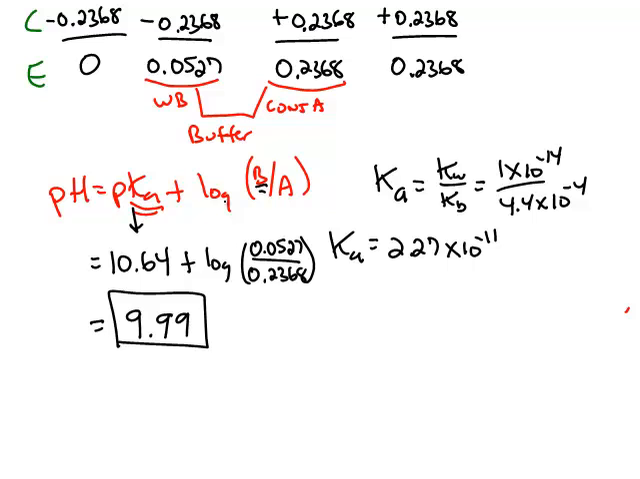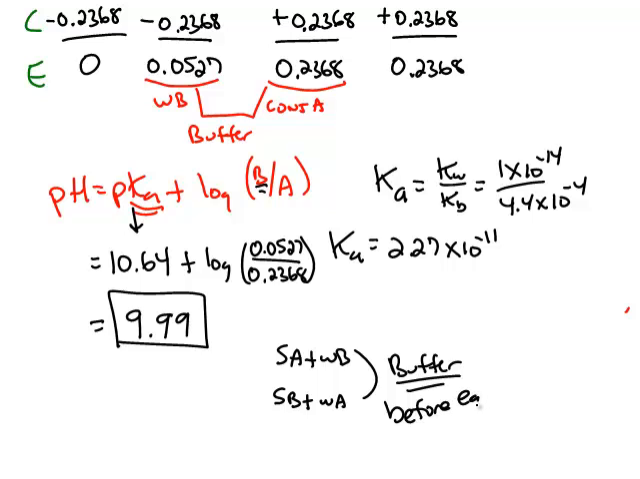Strong acid titrating a weak base, we can create a buffer. If we had a strong base titrating a weak acid, we could also create a buffer. We get a buffer when we haven't reached the equivalence point yet.